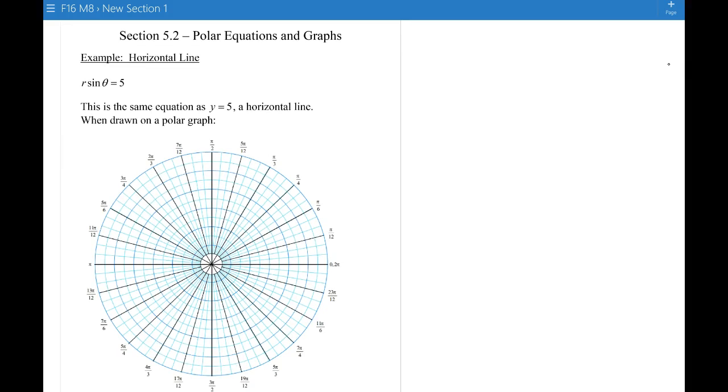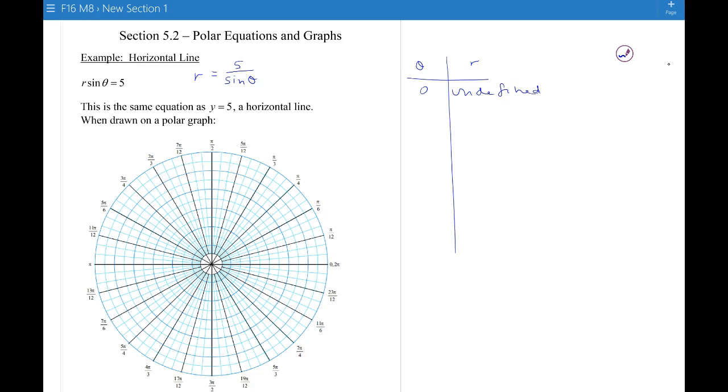So let's look at a horizontal line. r sine theta equals 5. So we usually solve a polar equation for r, and then you can make a chart, pick values of theta, and find the r that corresponds, and then plot the points. So let's look at what happens. If theta is 0, r is undefined. So we can't draw a point for that.